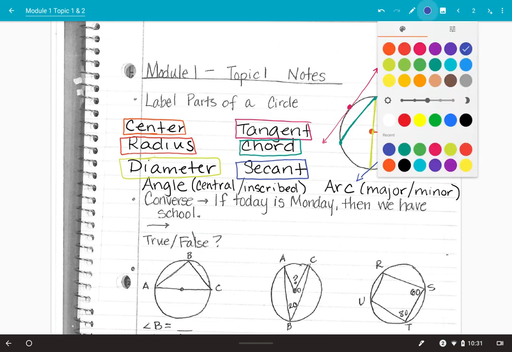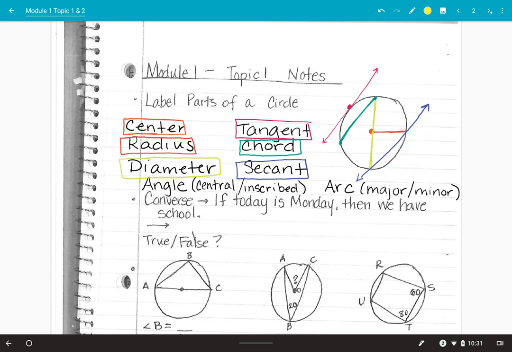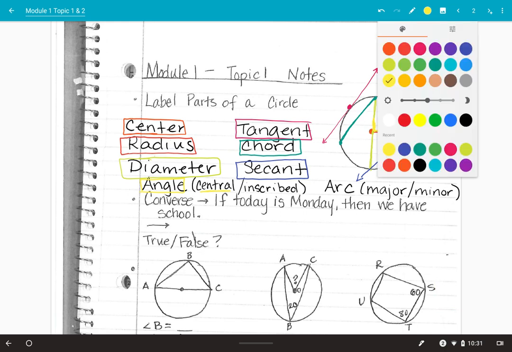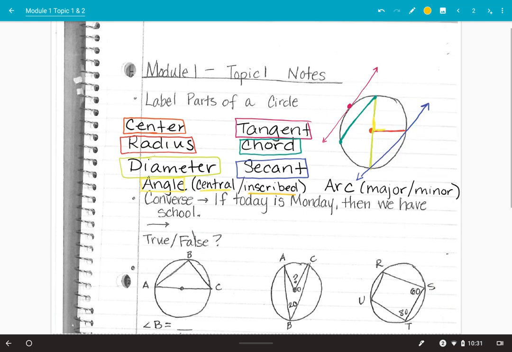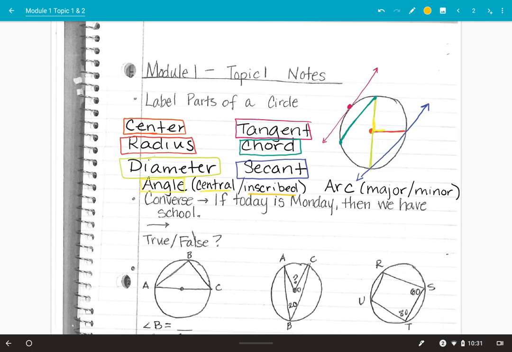All right, angles. There are 2 different types of angles, okay? The first one is a central angle, which would be something that goes from the center. Now, an inscribed angle would be in the circle. So it could be this angle, this angle, this angle. Any one of those, as long as they're in the circle but don't touch the center.